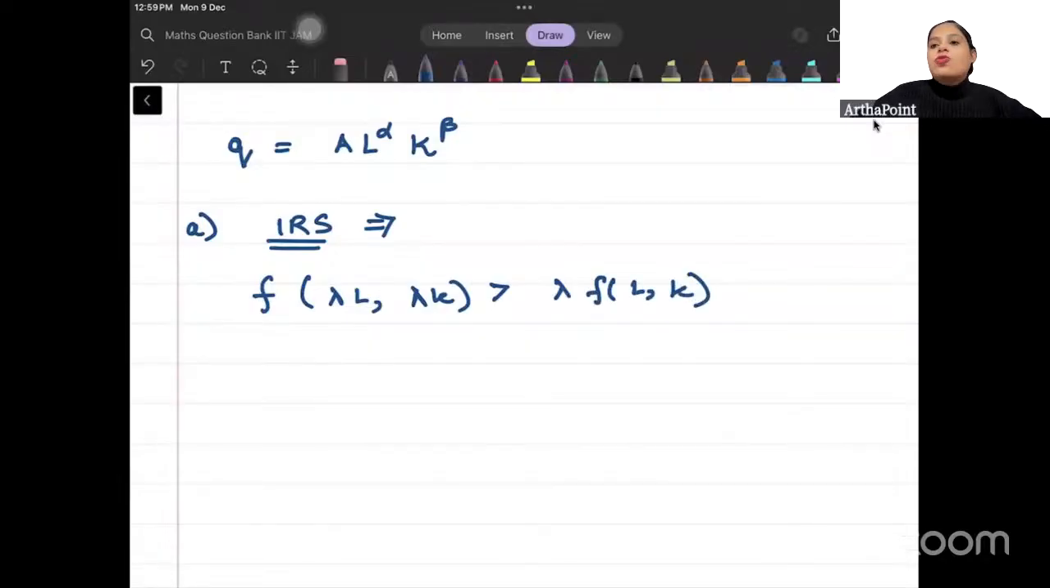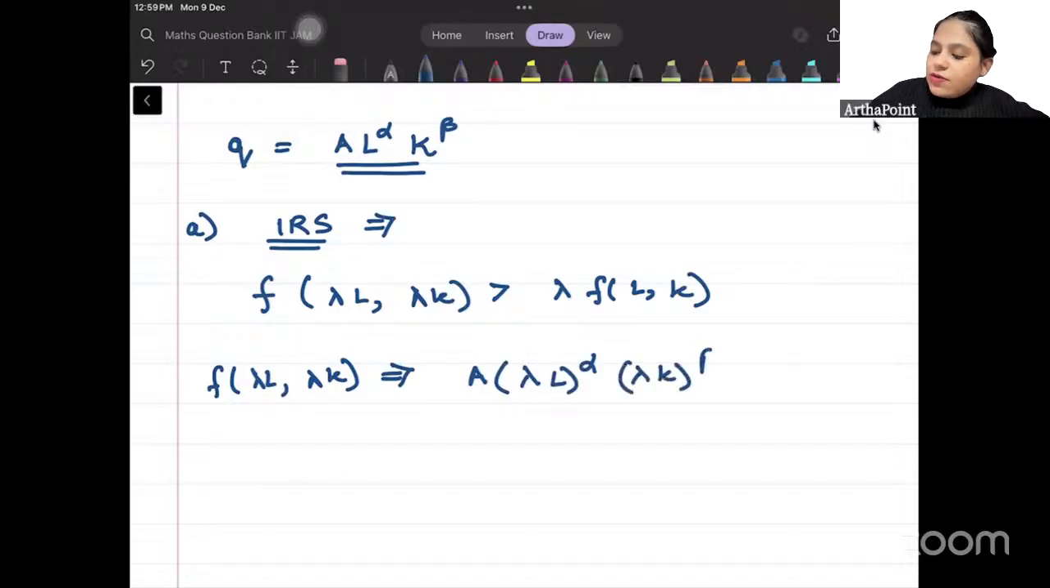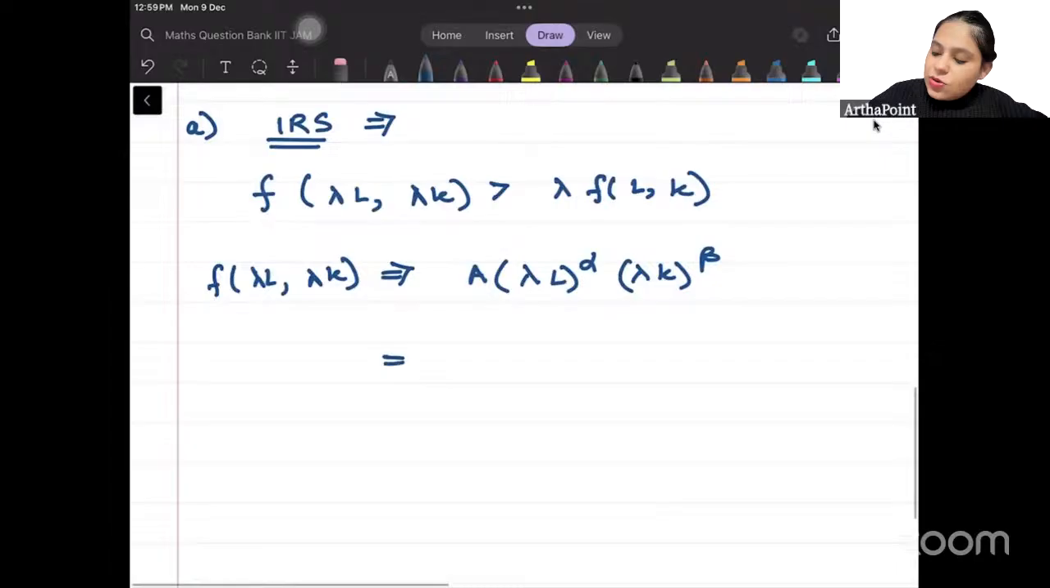Then scaling the output directly, right? So if I go ahead and put that condition here, what will happen? F of lambda L, lambda K will become A (lambda L) to the power alpha, (lambda K) to the power beta. And this will give me A lambda to the power alpha, L to the power alpha, lambda to the power beta, K to the power beta.